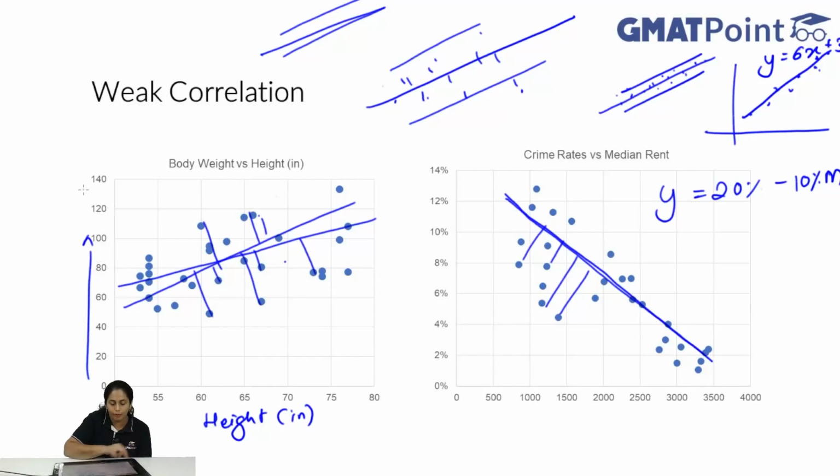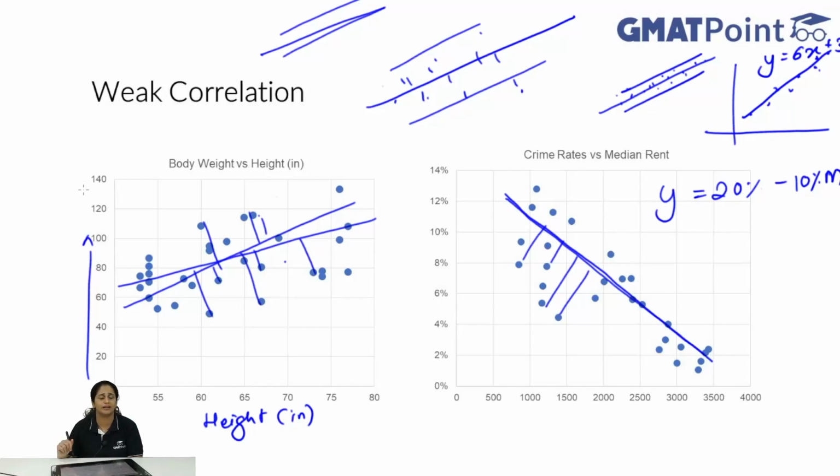Over here you had body weight versus height. It was a weak correlation. Would you say that your height is responsible for your body weight? Not necessarily, because not just your height, but your eating habits and your exercise habits are all causing your body weight. So it is not your height alone which can be said to be the cause of your body weight. Similarly, crime rates versus median rent.